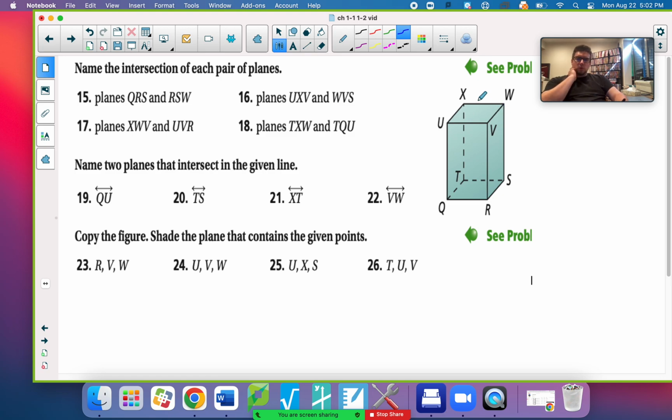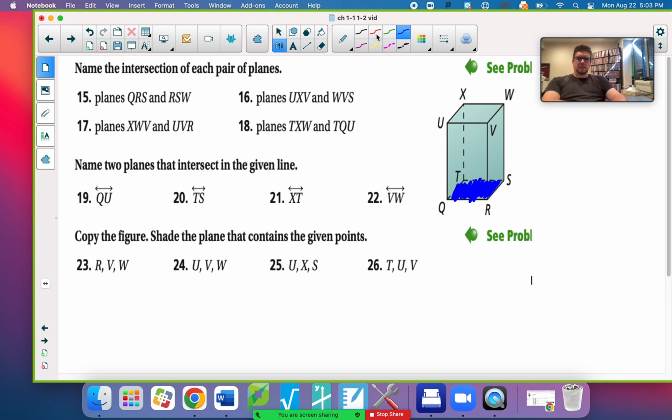With planes as well, we've got all of them right here. So this top part of the box, that's one of our planes. UXW could be UXV, it could be UXWV. And they want us to name the intersection of a pair of planes. So QRS, so there's QRS, so it's this plane right here.